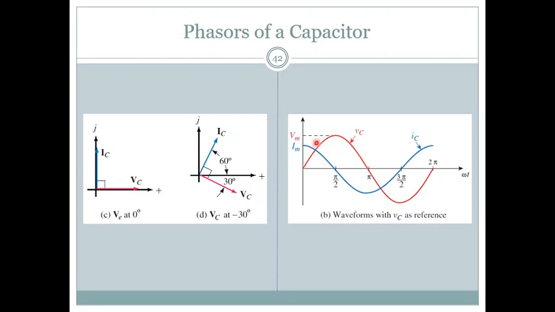So if you draw the waveforms, they will look like this, right? They will be shifted by an angle of 90 degrees. So VC is lagging, as you can see here. Okay, why is it lagging? So let's talk about this point.